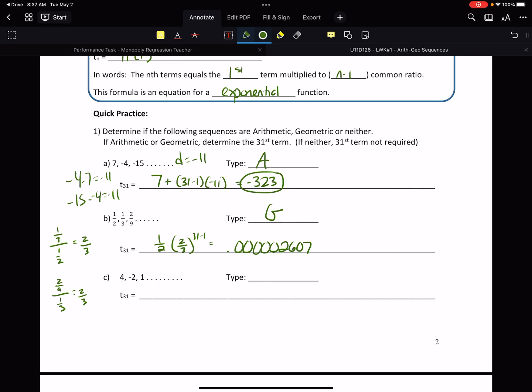All right, what do we got here? 4, negative 2, 1. Negative 2 divided by 4 is negative 1/2. 1 divided by negative 2 is negative 1/2. Geometric with a common ratio of negative 1/2. 4 times negative 1/2 to the 31 minus 1 gives a point, even smaller number, 1, 2, 3, 4, 5, 6, 7, 8 zeros, then 37.